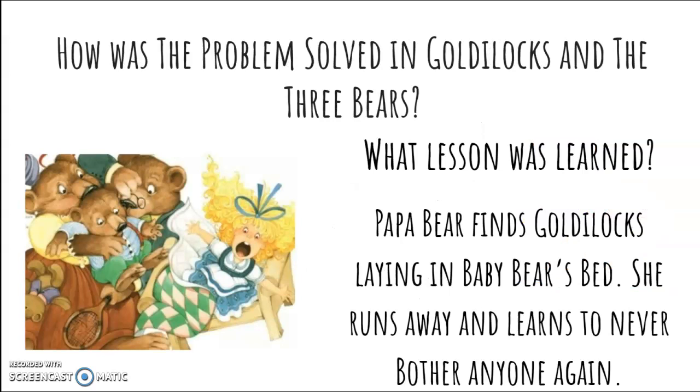The next part of the story we want to figure out is how the problem was solved during the story. So we're going to ask ourselves, what was the lesson and how was it learned? The story ends when the Three Bears come home. Papa Bear goes upstairs and finds Goldilocks laying in Baby Bear's bed. She wakes up, is super, super scared, and she runs away. And she learned from all of this happening that she's never going to bother anyone again.